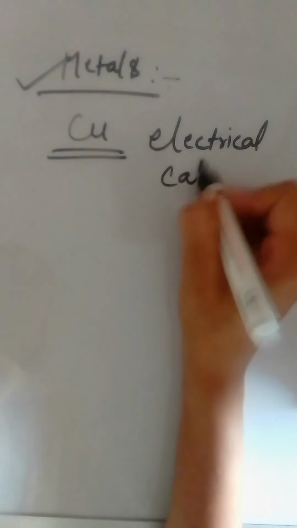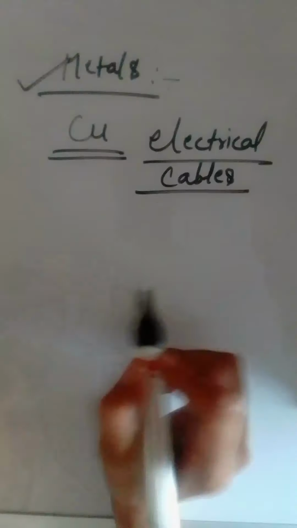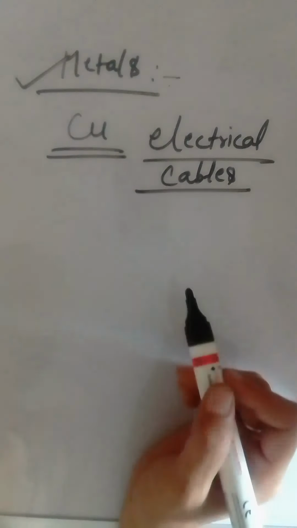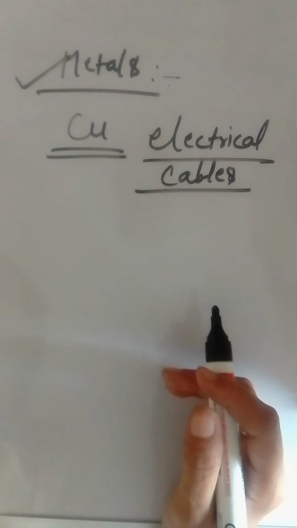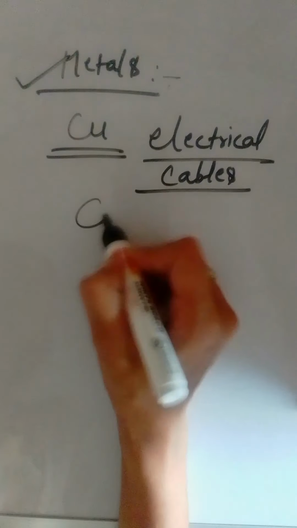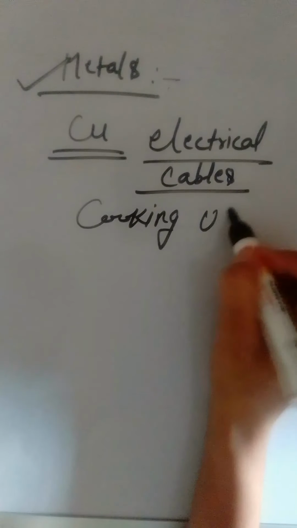Second one I will take now, a commonly used metal, that is copper. Copper is widely used for electrical cables. Why? Because of its property that it is ductile in nature. Metals are ductile in nature and they can be made into wires. And not only electrical cables but so many electrical goods and also cooking utensils.